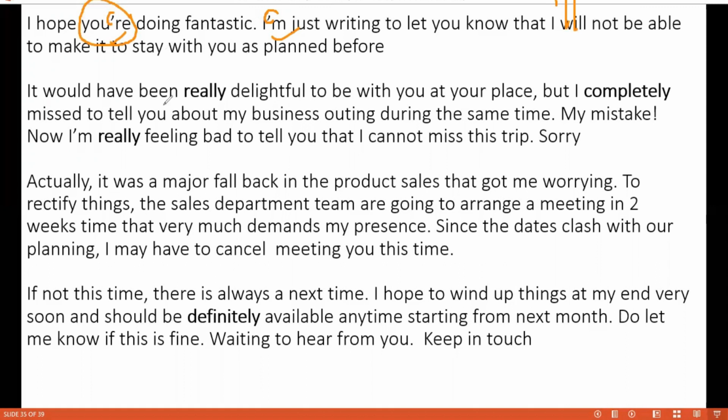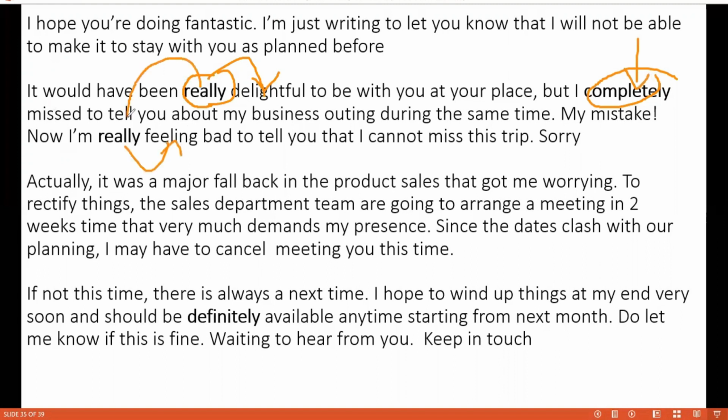Whenever you think yes there is a need, 3 to 4 are more than enough. So that's about the term lexical resource, which is about informal words, and then modifiers, we call. See here, it would have been really delightful. It would have been delightful. Really delightful is giving a better meaning. But I completely missed. This is a modifier. Now I'm really feeling bad.